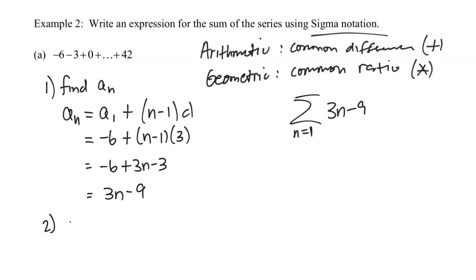And so the way that we're going to do that is we're going to set a sub n equal to the last term to find the upper limit. And so this is how it's going to be done each and every time there is an upper limit. Sometimes it'll be an infinite series, and so the upper bound will be infinity, but because this is a finite sequence, meaning it stops once you get to the term 42, we're going to find what term number that is.